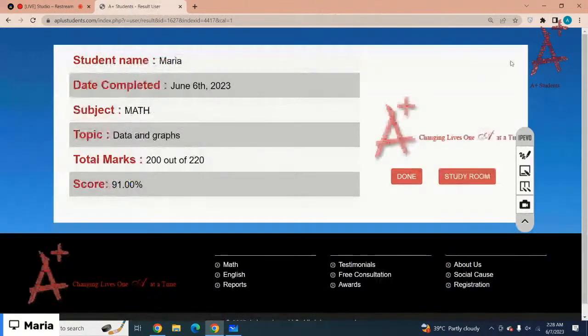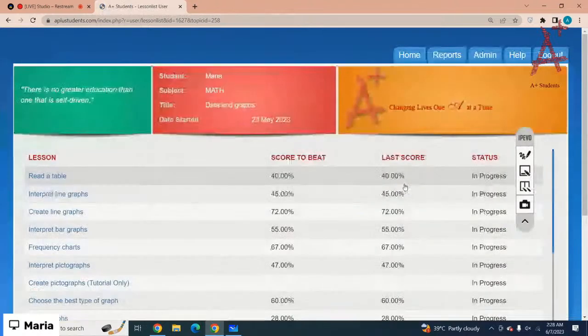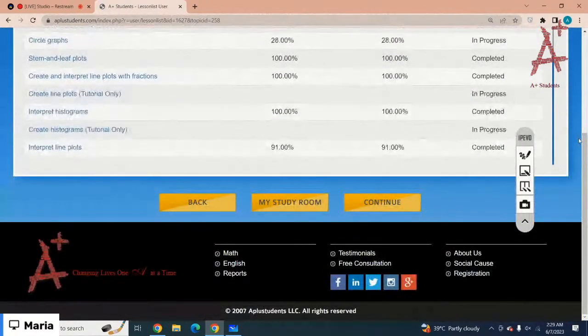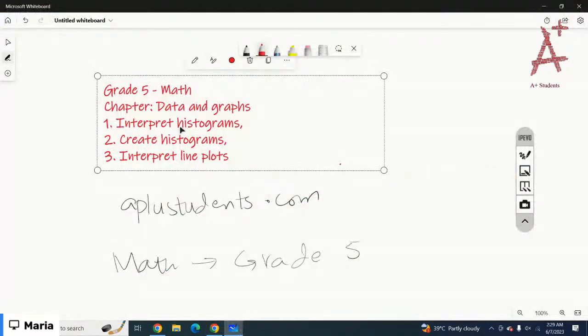So we are done with the lesson. And also we are done with the lessons from today. We're working on grade 5 maths. The chapter we're working on is data and graphs, and the lessons we have covered today are interpret histograms, create histograms, and interpret line plots. So we're done with the lessons.